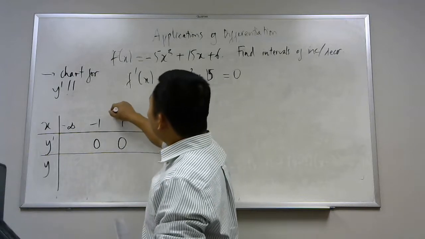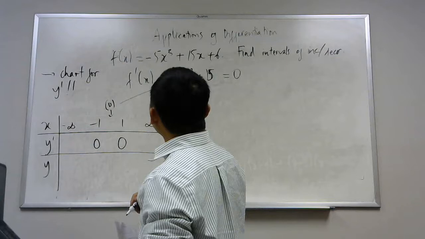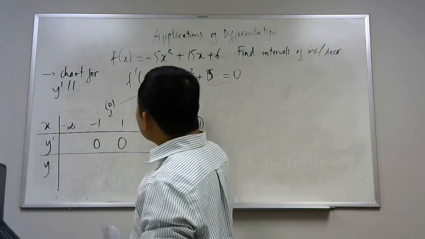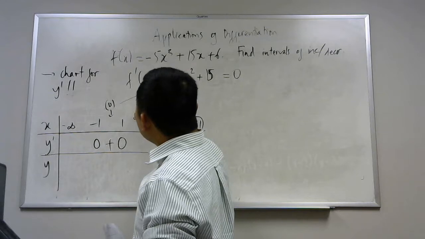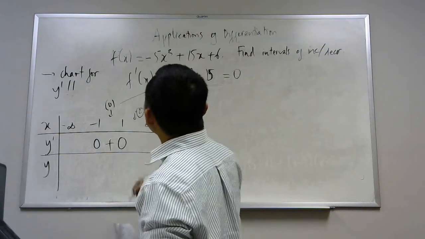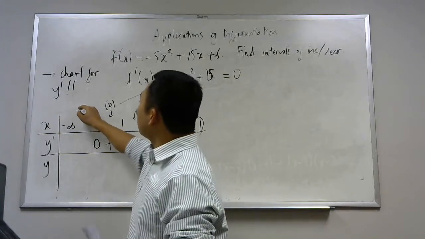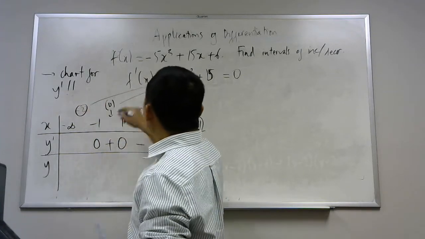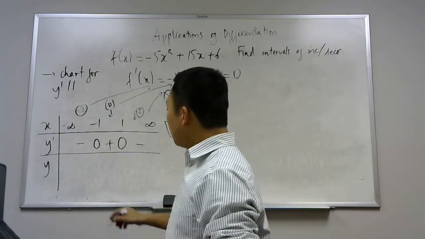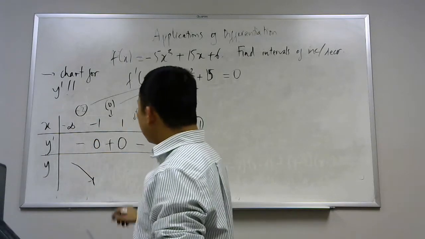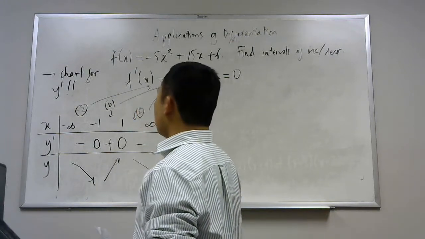In between negative 1 and 1, I pick 0, and I plug 0 into the derivative. I get 15. It means positive. In here, I can pick 2, and I plug into the derivative. I get negative. And here I pick negative 2, I plug into the derivative, I get negative. So negative means decreasing, positive means increasing, and decreasing.